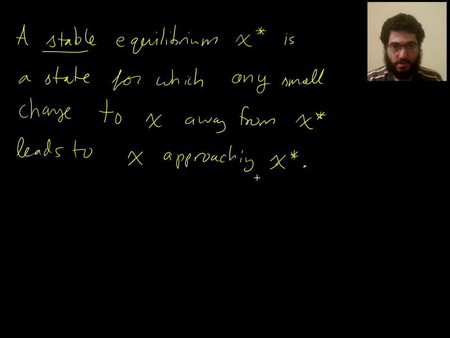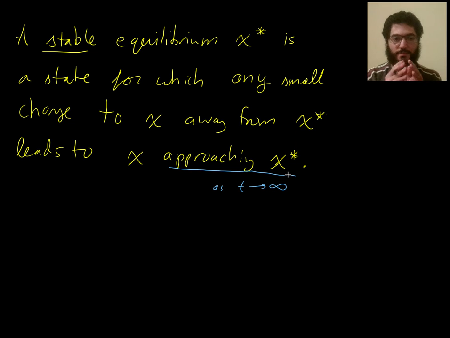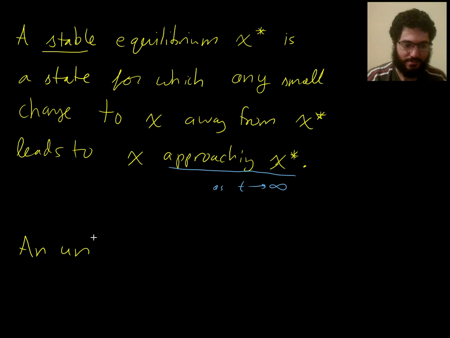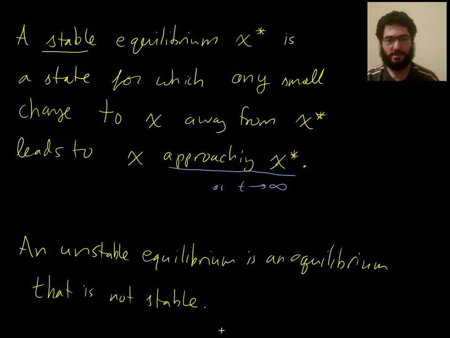Approaching x star means as time goes forward. So in the long term, as t goes to infinity, as you let time run forward, this changed x slightly away from x star would go back and approach x star. So that's a stable equilibrium. And an unstable equilibrium is just anything else, a not stable equilibrium. So an unstable equilibrium is an equilibrium that is not stable.